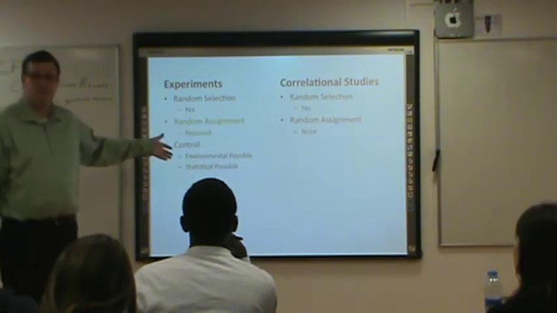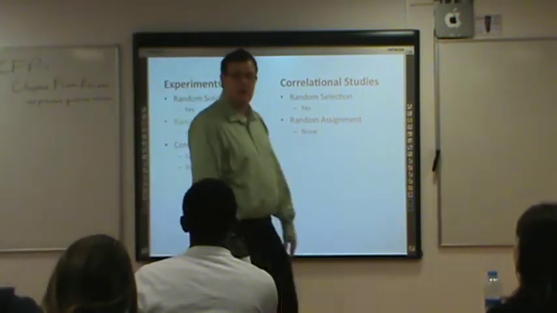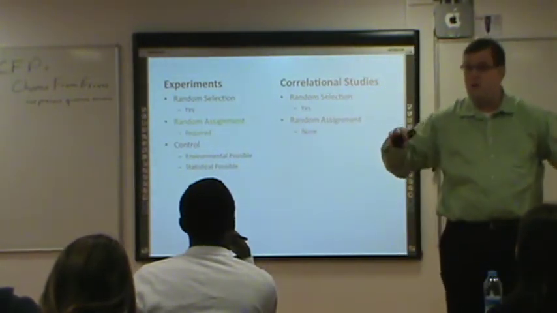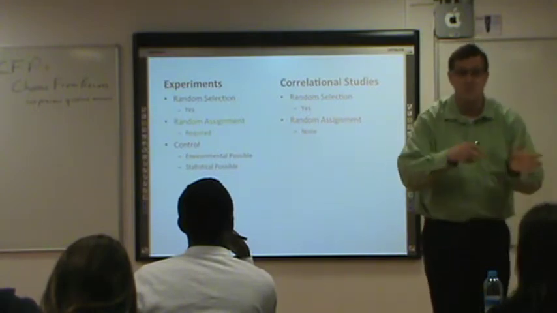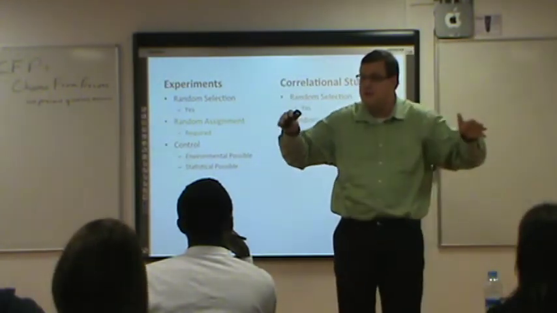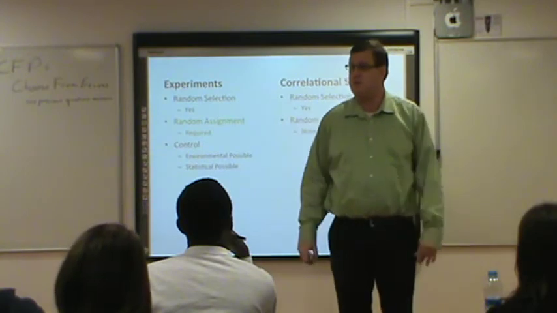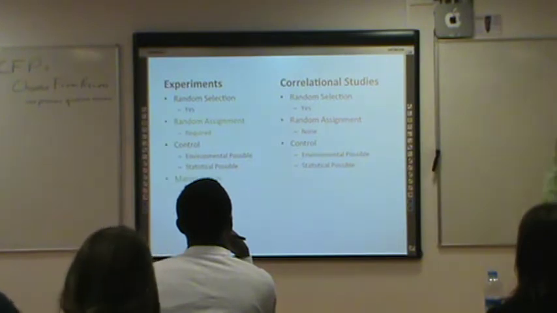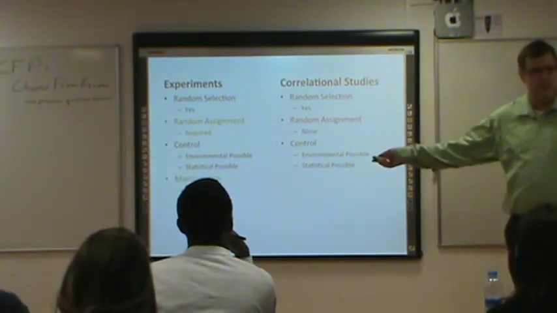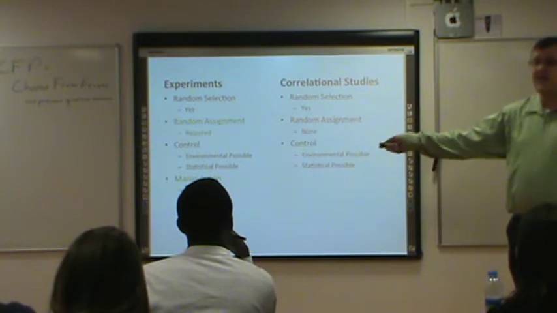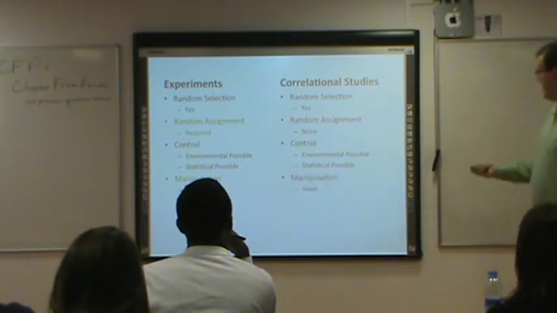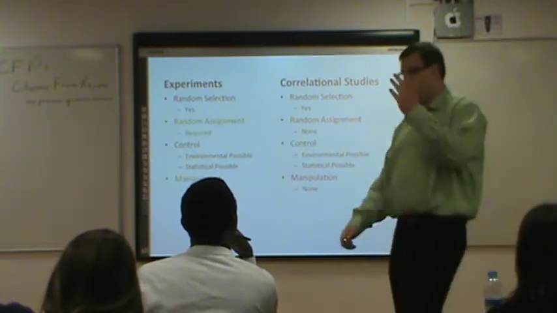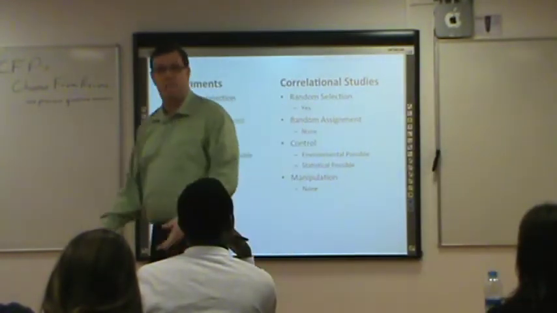Control, we have controls in experiments. Can we have controls in correlational studies? So I turn the lights down. Can I have people take surveys, have men and women come into my office, turn the lights down and make sure that no one else is in the room with them? Yes! So I can use controls in both of these things. Finally, in experiments, you have to have a manipulation. If you're not manipulating something, it's not an experiment. With correlational studies, you don't have a manipulation. Can't manipulate sex. I can't manipulate abuse.